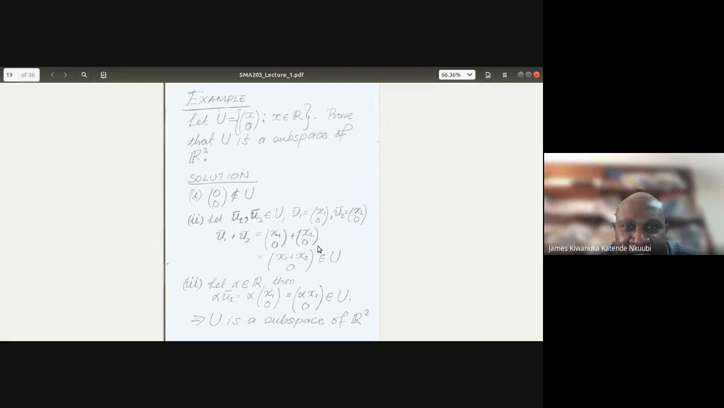So here's another example. We consider the set U, which consists of vectors in R2 of the form (x, 0). So we don't care what is in the first component, but the second one must be 0. So we want to prove that U is a subspace of R2.